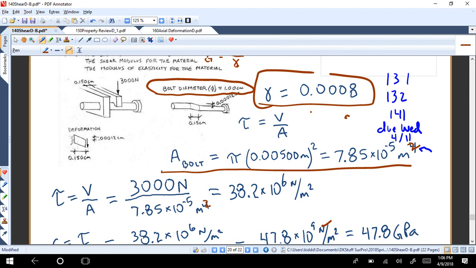It's an area. So take 3,000, divide it by 7.85 times 10 to the minus 5 meters squared. That's the area. Divide it out, and you get the shear stress, 38.2 times 10 to the 6. And that would be newtons per square meter. That's the stress. So that's 38.2 megapascals. Okay. Everybody okay with that?